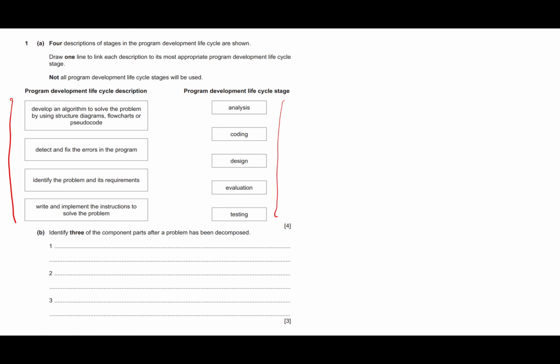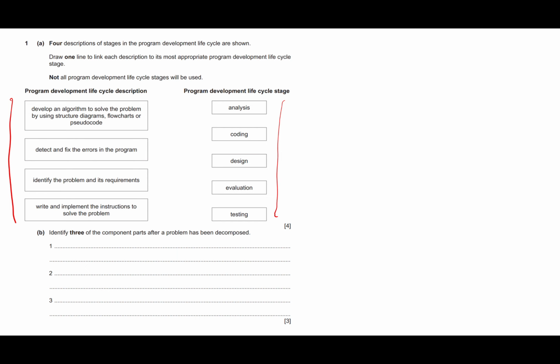Okay, so let's have a look. Develop an algorithm to solve the problem by using structure diagrams. Detect and fix the errors. Identify the problem and its requirements. Write and implement the instructions to solve the problem. So first of all, 2 of those jump right out.